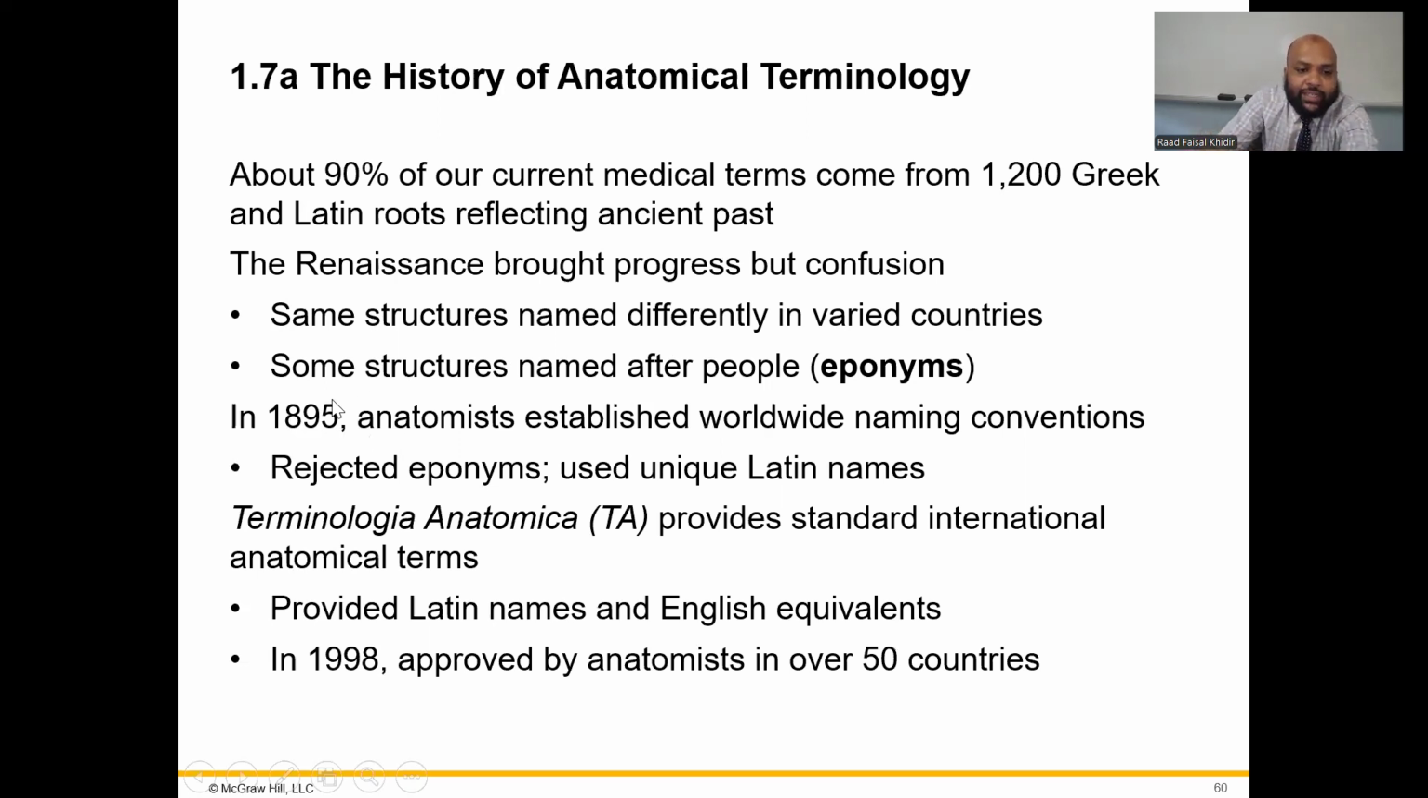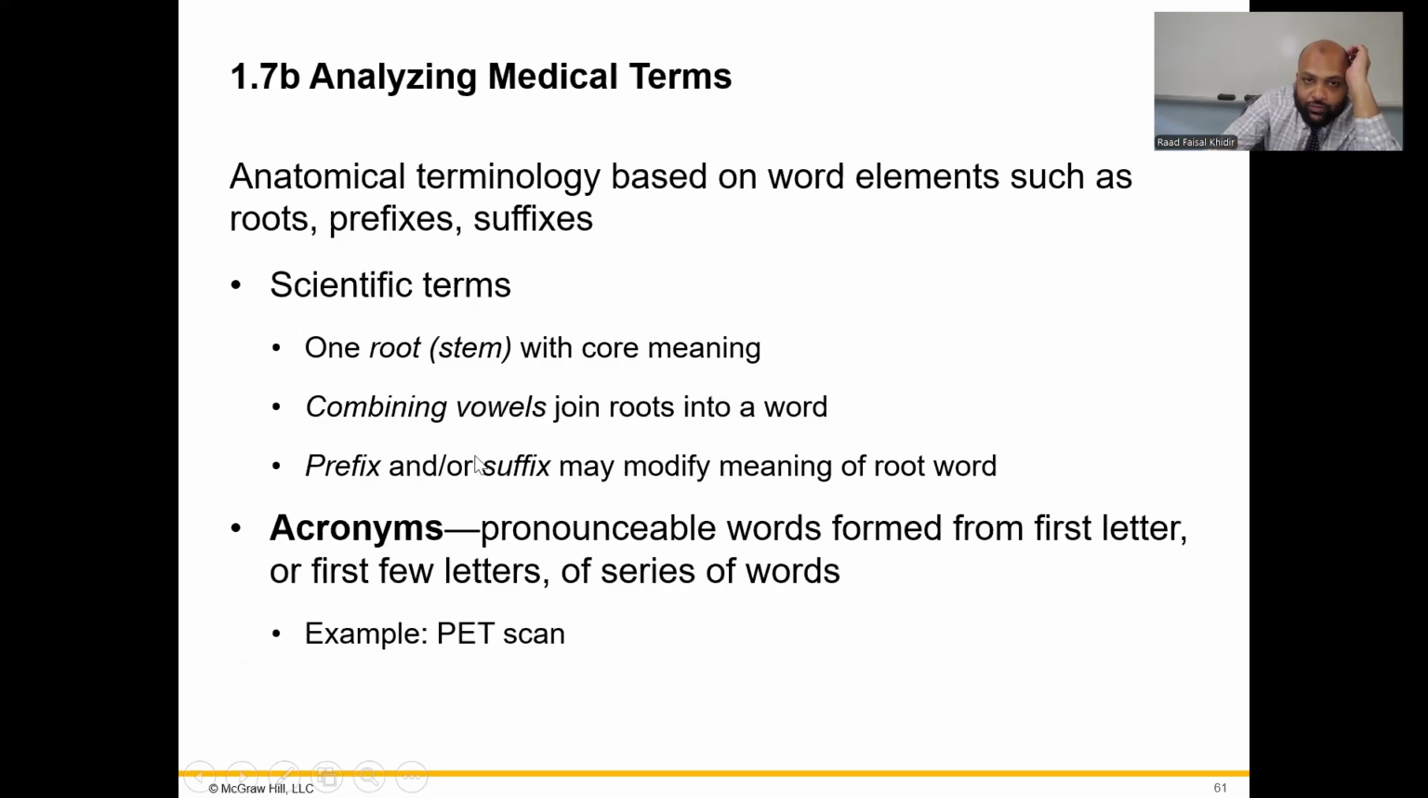So in 1895, anatomists established worldwide naming conventions. They rejected eponyms, so used unique Latin names. So the Terminologia Anatomica provides standard international anatomical terms, provided Latin names and English equivalents. In 1998, it was approved by anatomists in over 50 countries.